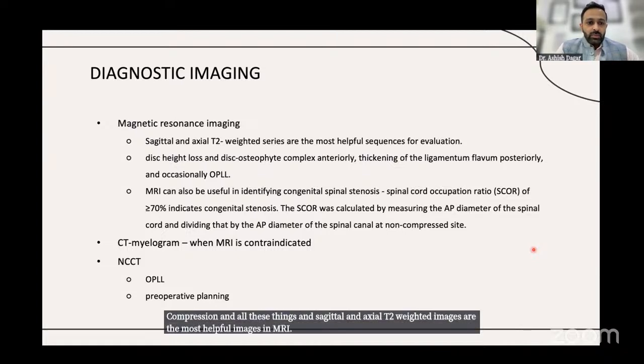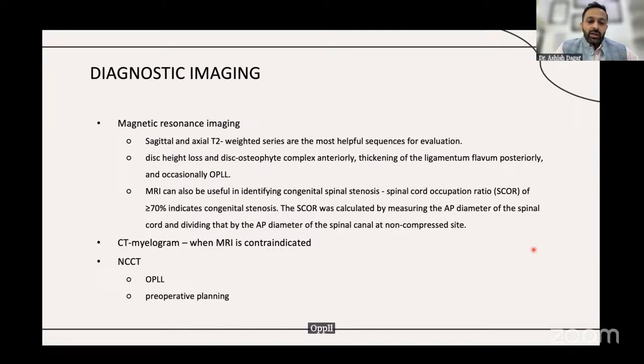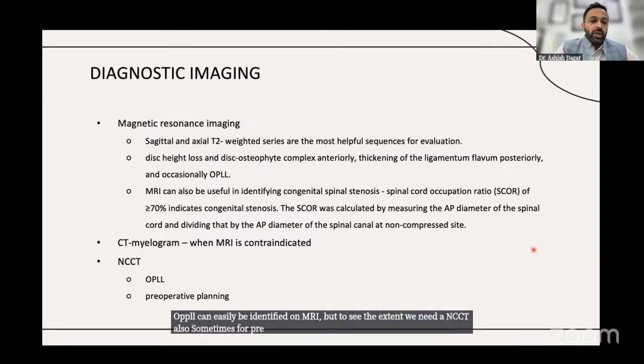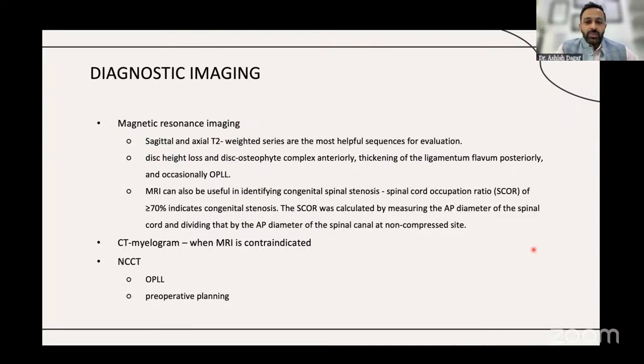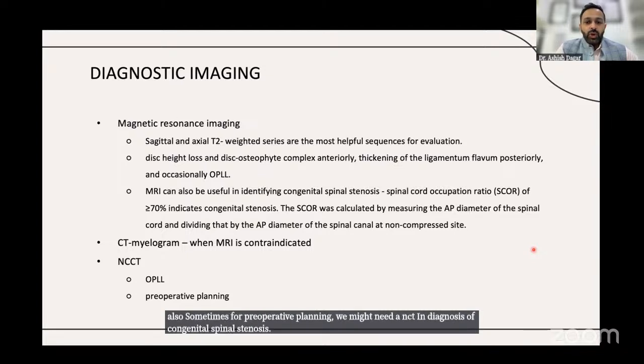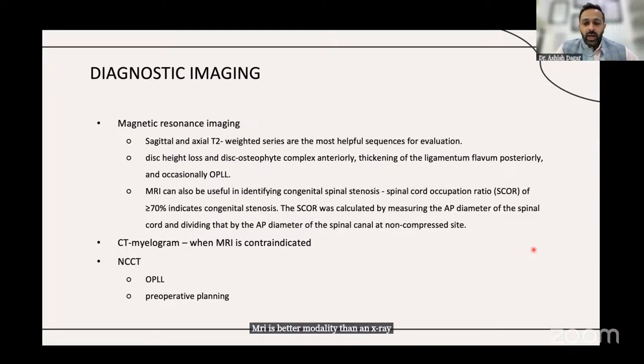Sagittal and axial T2 weighted images are the most helpful images in MRI. OPLL can easily be identified on MRI, but to see the extent, we need an NCCT also. Sometimes for preoperative planning, we might need an NCCT. In diagnosis of congenital spinal stenosis, MRI is a better modality than an X-ray. And on MRI, we use spinal cord occupation score, or SCOR. If it is more than 70%, it indicates congenital stenosis. If because of any reason MRI is contraindicated, CT myelogram is to be done.